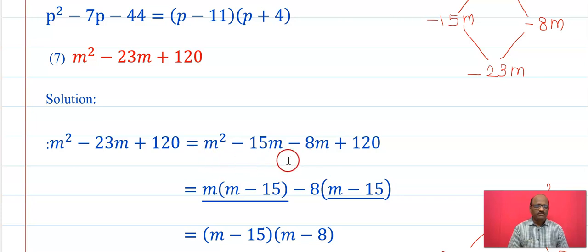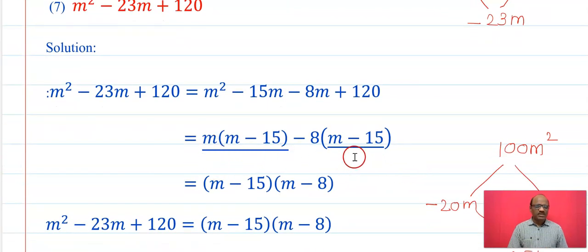Now, from the first two terms, we will take m as common. Then in bracket, you will get m minus 15. And from the last two terms, what about here? Here there is m, there there is no m, so the variable won't come. Now again, 120 can be written as 15 into 8. Therefore, we will take minus 8 as common. Therefore, minus 8 in bracket m minus 15.